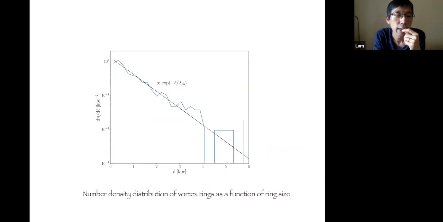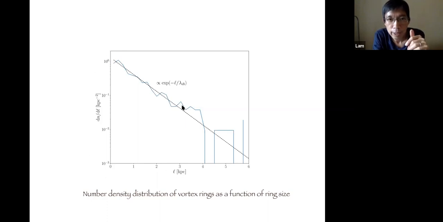And what else can I say? This is the number density of vortex rings as a function of sizes. This is the question that Dima had earlier. So we can measure the distribution of ring sizes, basically. The x-axis is the sizes. This is basically the number.